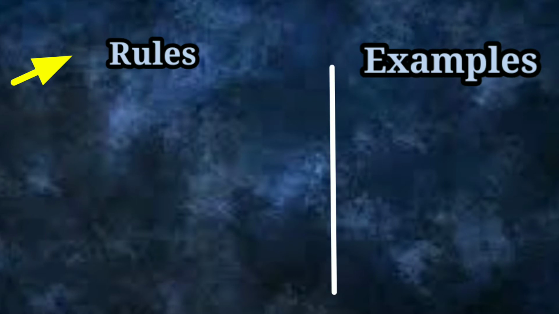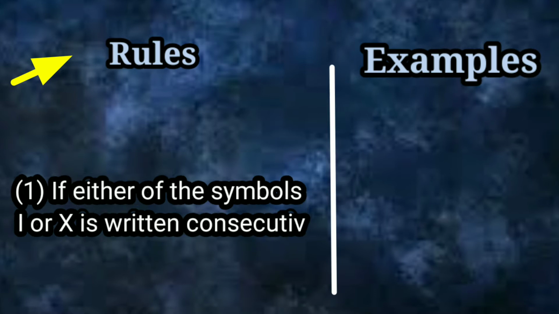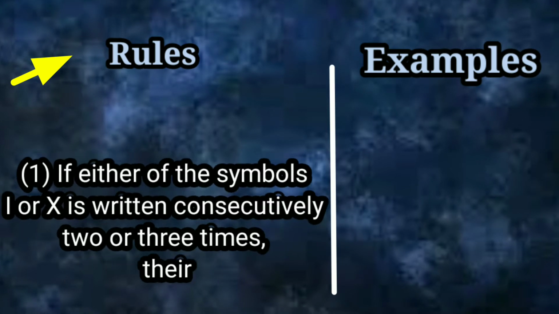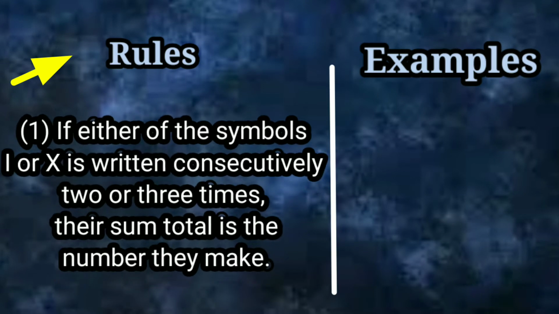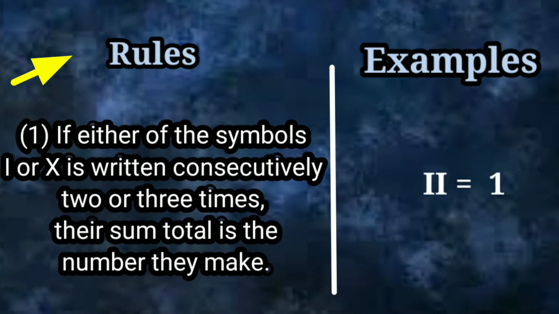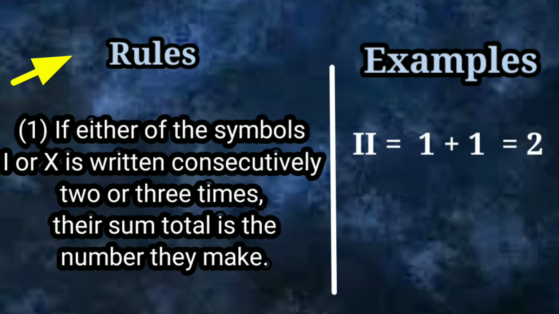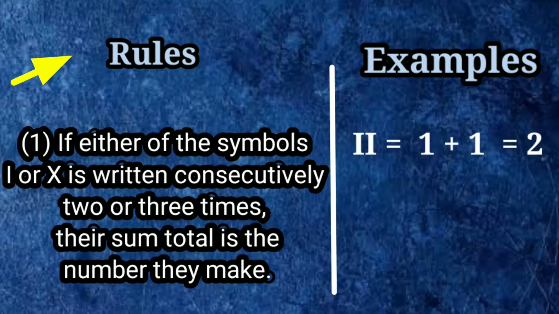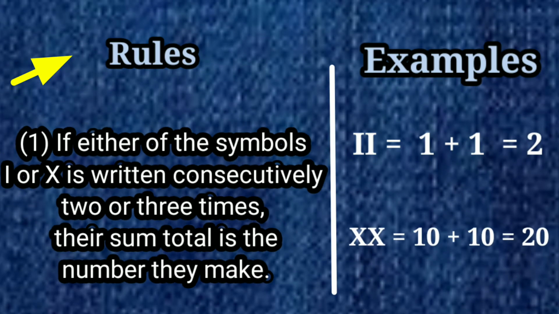First rule: if either of the symbols I or X is written consecutively 2 or 3 times, their sum total is the number they make. For example, II equals 1 plus 1 equals 2. XX equals 10 plus 10 equals 20.